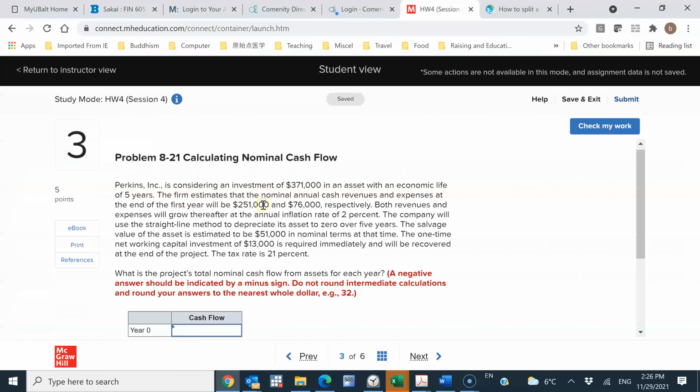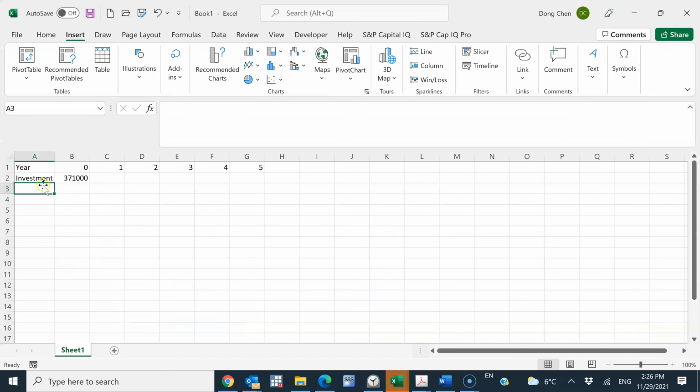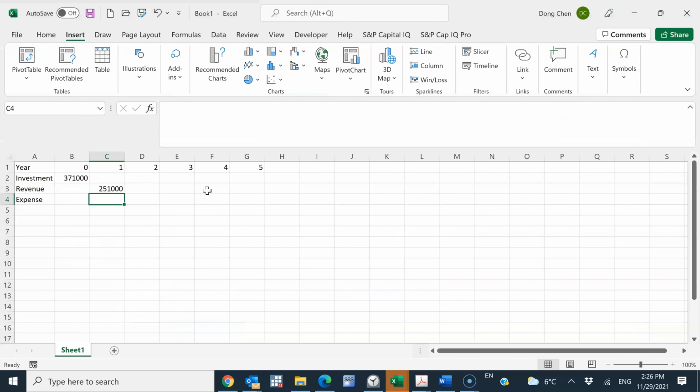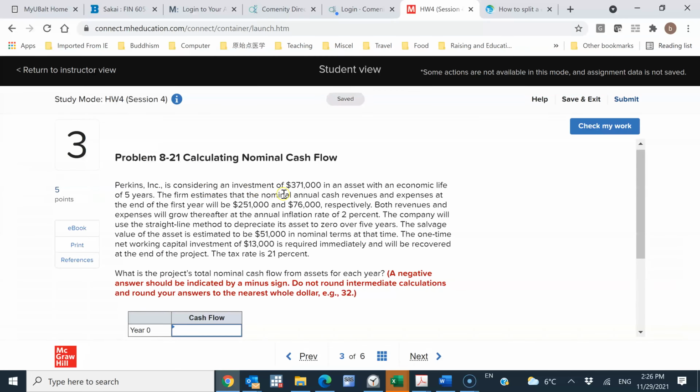So the firm estimates that the nominal annual cash revenues and expenses at the end of the first year will be, so the next item should be revenue and expense. So the first year's number is given. For the revenue it is 251,000, and for the expense it's 676,000. And it's also provided that both revenues and expenses will grow thereafter at the annual inflation rate of 2%.